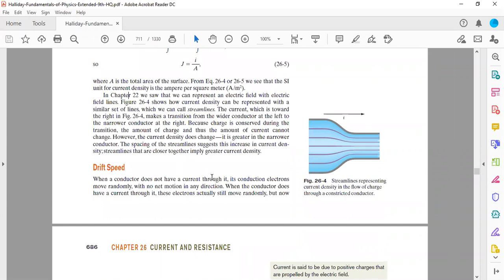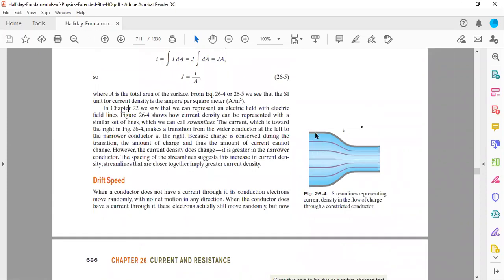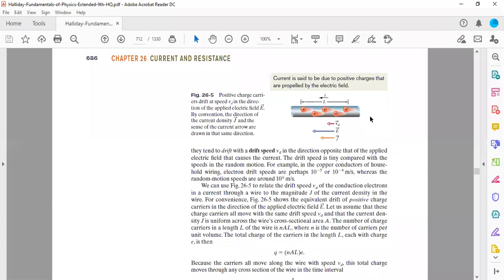Look at this diagram. The left of this figure has widely spread lines, and the right of the figure has narrow lines, which shows that the density is increased on the right side because the current has a narrow path to pass through. So in this region, there will be more current density as compared to this one. Although the magnitude of the current is the same, just due to the difference in area, the current density is different.